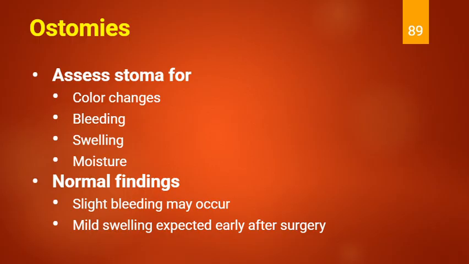When assessing the stoma, nurses should carefully observe the color, moisture, swelling, and presence of bleeding. Because the stoma contains many small blood vessels, minor bleeding may occur during cleaning or when the pouching system is changed. However, bleeding should remain minimal and temporary. Mild swelling, also called edema, is expected shortly after surgery due to surgical manipulation and inflammation.